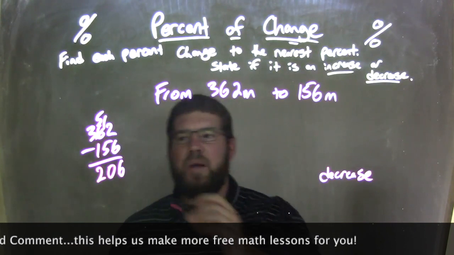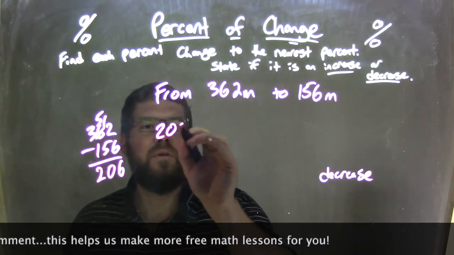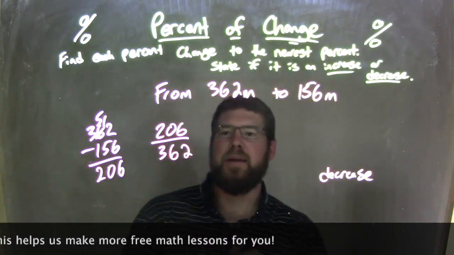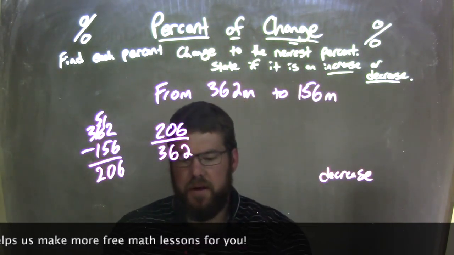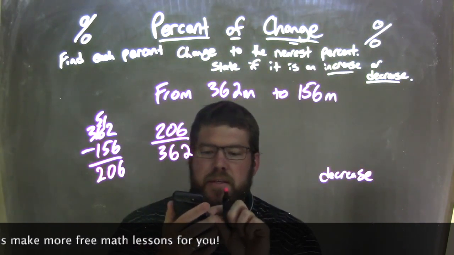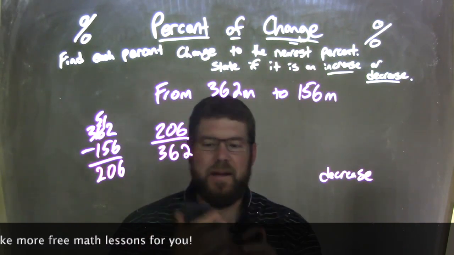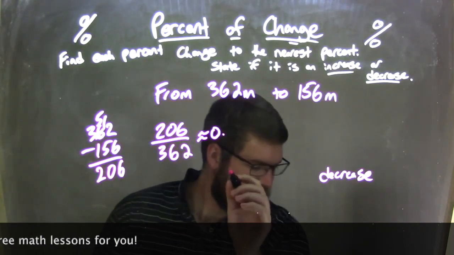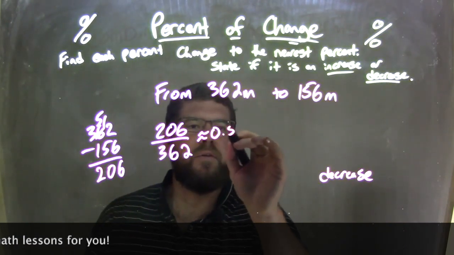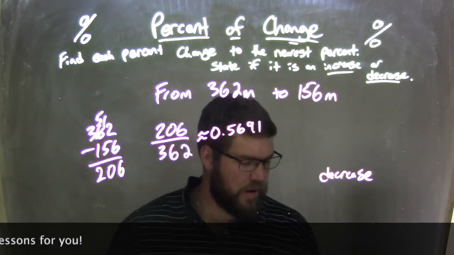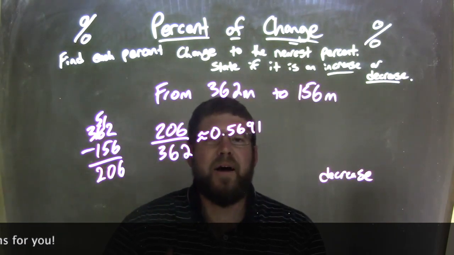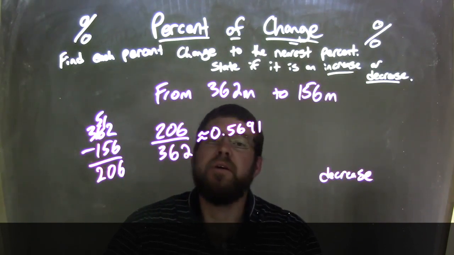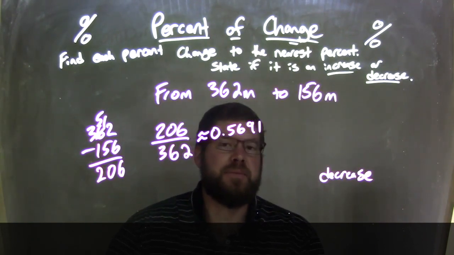So now we take this number, 206, and I'm going to divide it by my first number, which was 362. I use my calculator for this one. So I take my 206 divided by 362, and I'm going to get a decimal. It is approximately 0.5691. So now I need to take that decimal and convert it to a percent, rounding to the nearest percent.